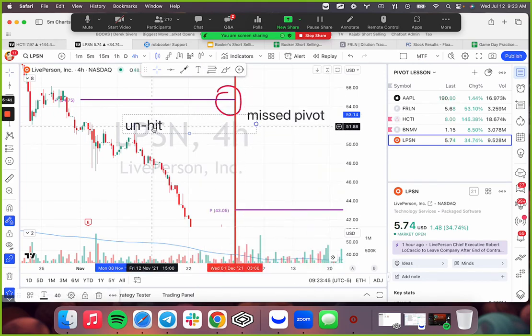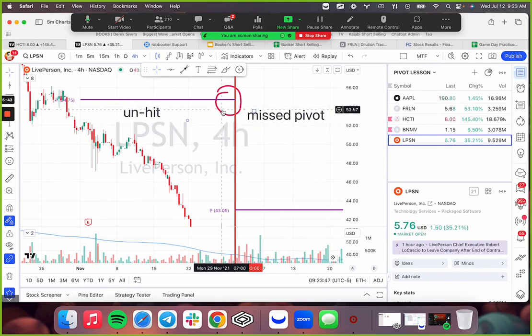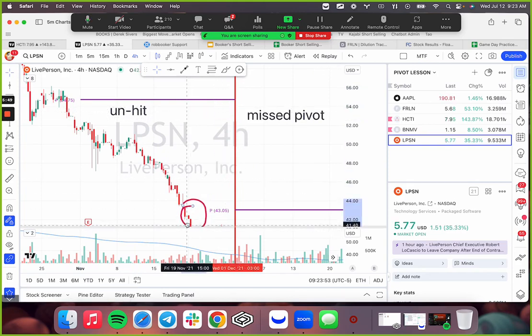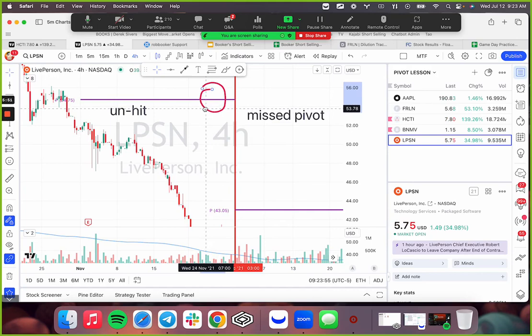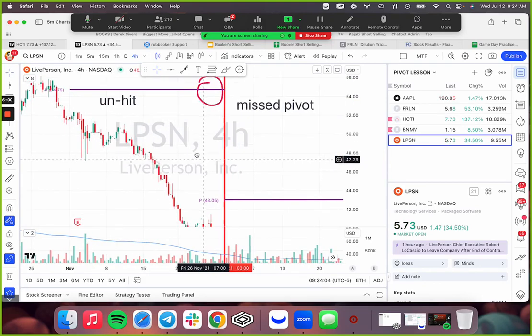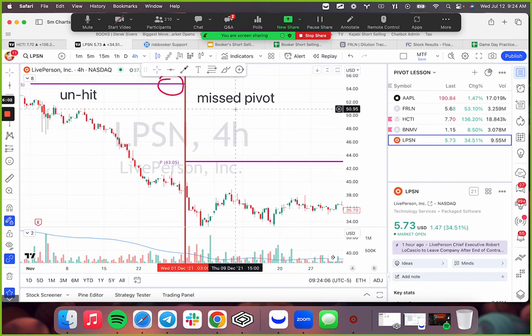Unhit. So during the month that it was created, all the way through the month, to the last day of the month, there was a chance that it was going to jump up and hit this pivot point. All the way until the end of the month, there was a chance. So it was unhit. It was potentially still going to get hit. But then the month was over and it was missed.